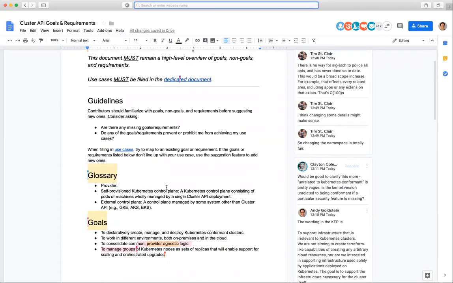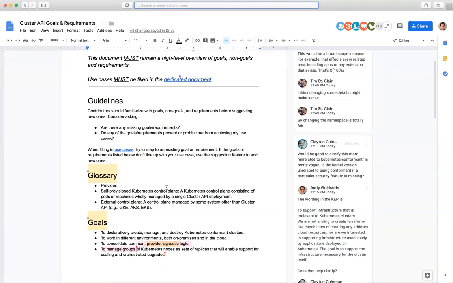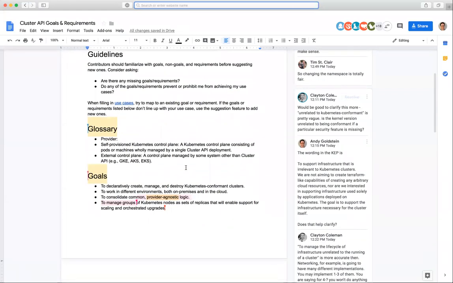What we put down for some of the guidelines here are really about, as we look at these goals and these requirements, do you think anything is missing? And as you look at all of these, is there anything listed in here that would prevent or prohibit you from achieving your use cases? So we have a glossary up at the top, which we should fill in with additional things as needed.